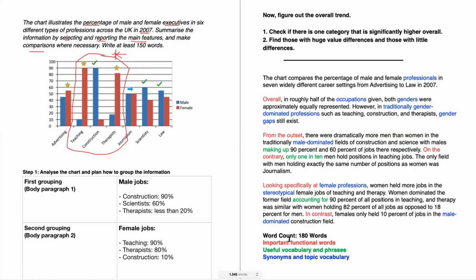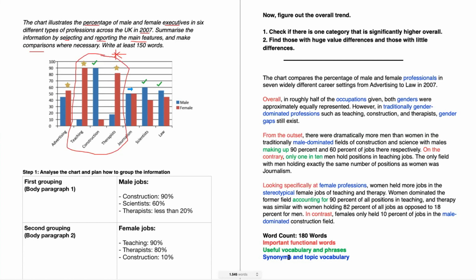Now we've got our last paragraph here. Again, we've got looking specifically at, which is a great functional word to look at detail. Looking specifically at female professions, women held more jobs in the stereotypical female jobs of teaching and therapy. Women dominated the former field, accounting for 90% of all positions in teaching, and therapy was similar, with women holding 82% of all jobs as opposed to 18% of men.